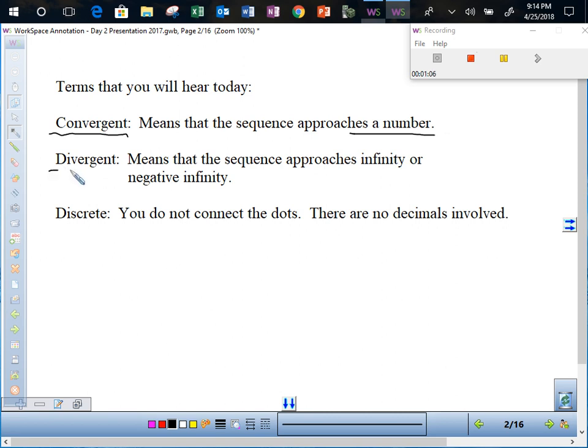You will also see the term divergent. Divergent means just the opposite. It does not approach a number. It goes on forever, so it approaches either infinity or negative infinity. You'll also hear the word discrete, which we touched on last class. The word discrete means you're only dealing with integers. 1, 2, 3, 4, 5. So when you graph a discrete function, you do not connect the dots because there's no decimals in between.